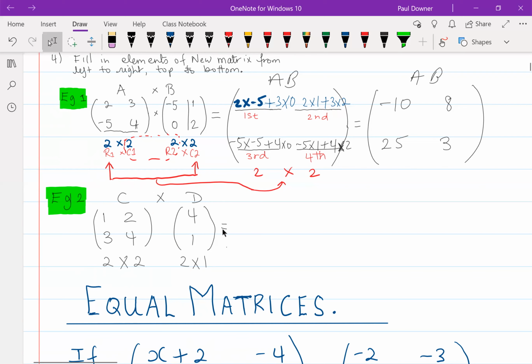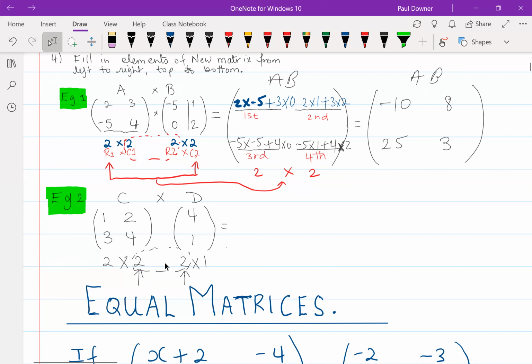For multiplication, the requirement is that the number of columns in the first matrix must be equal to the number of rows in the second matrix. And that's the case here. These two numbers here are the same. This one here is the number of columns in the first. This one here is the number of rows in the second. And if you notice, these two numbers are equal. They are both 2. So because these numbers are the same, it means the matrices are compatible and they can be multiplied.